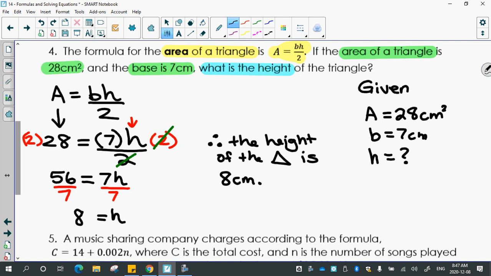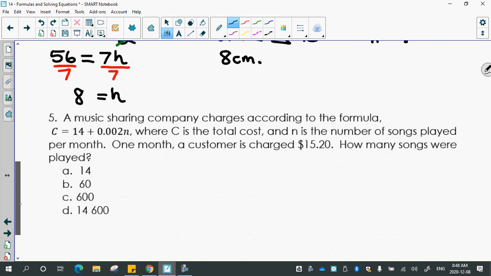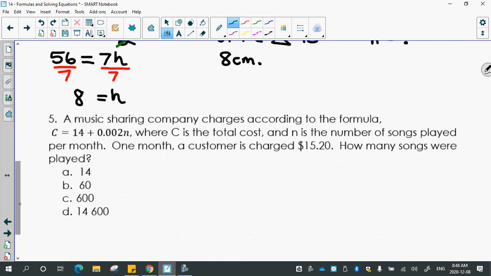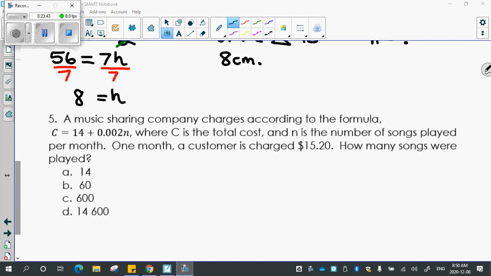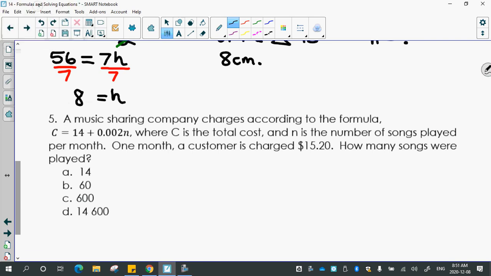Okay, question 5 is an EQAO question. It was a multiple choice one. So I'm going to give you some time. All right, so tons of people identified the formula they were given and wrote it down. That was awesome.